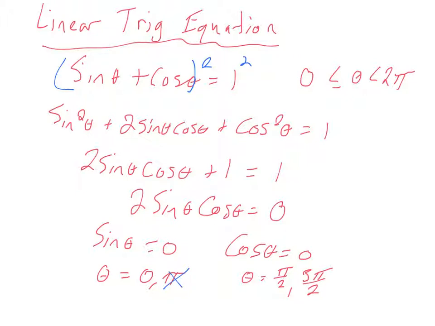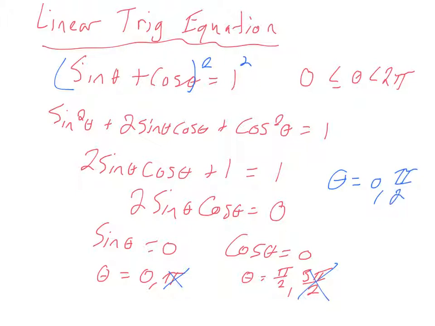Pi over 2, right? Is that going to work? Well, pi over 2 makes cosine 0 and sine 1. So that one works, right? What about 3 pi over 2, though? Cosine 3 pi over 2 is 0, so that's good. Sine of 3 pi over 2, though, is negative 1. So that doesn't work. So we have to make sure that we check. So the only two solutions that actually work are 0 and pi over 2.